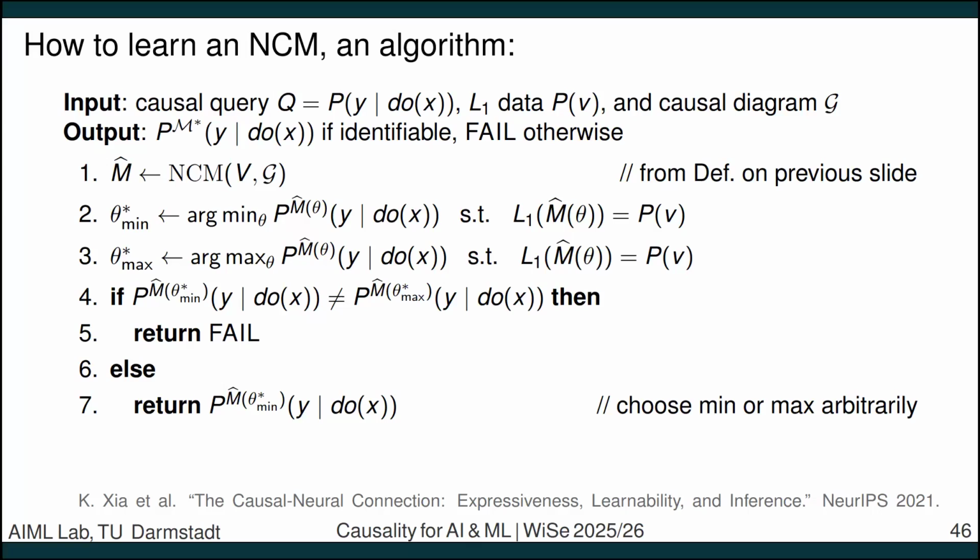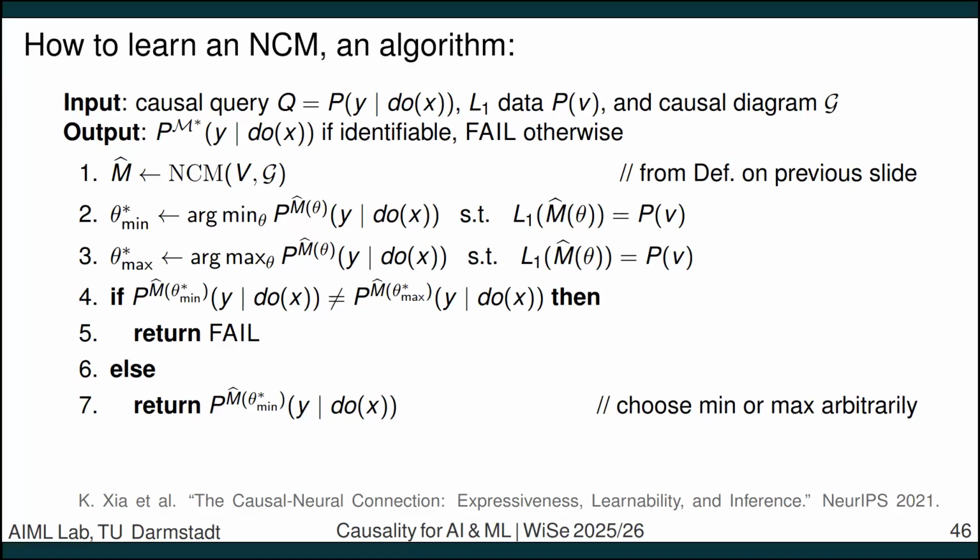We want to identify a particular causal query, so y given do x. And we set up our graph in a way that we apply this intervention there. And we assume that we have a particular set of observed data. Now, because our neural causal model, like a standard causal model, still puts out a probability, or at least we can use it to estimate the probability.